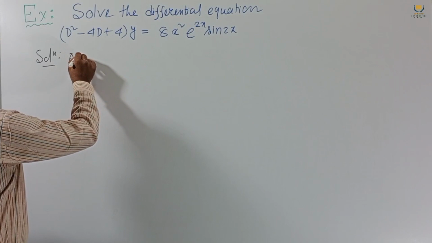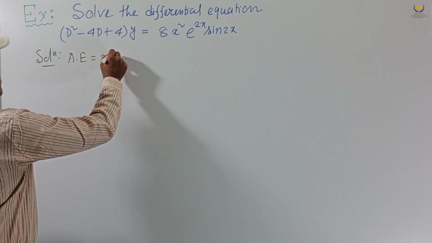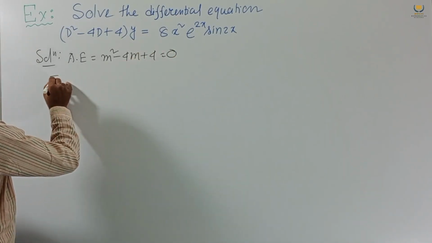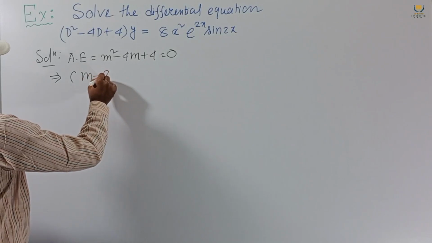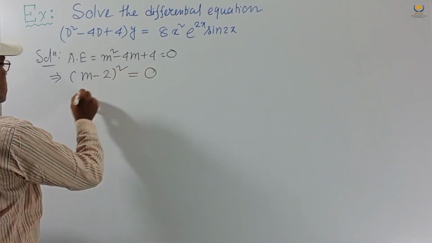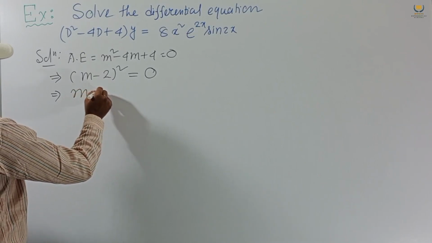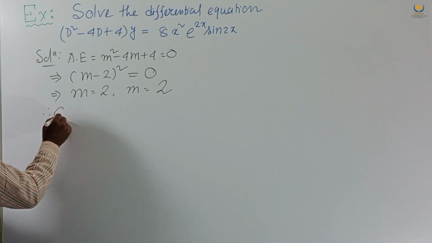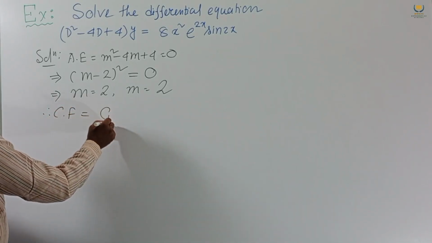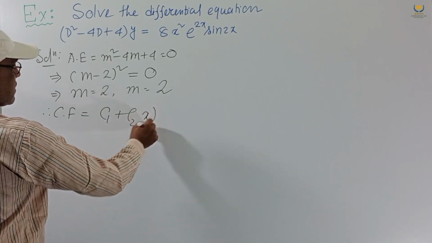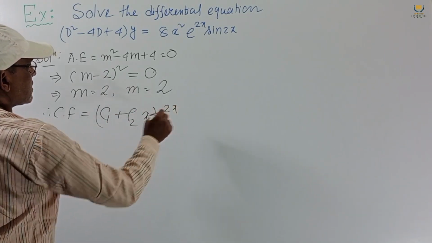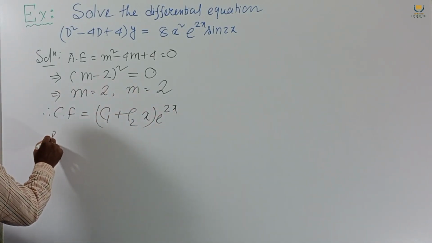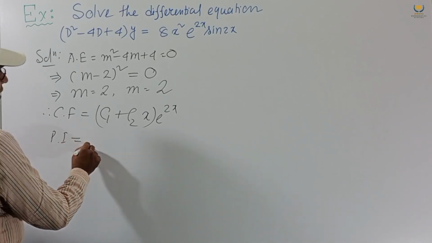First we find the auxiliary equation. This is m square minus 4m plus 4 equal to 0. (m minus 2) whole square equal to 0. And m equal to 2, m equal to 2. Therefore, the complementary function equal to (c1 plus c2 x) e to the power 2x, because the roots are equal. Next we find the particular integral.